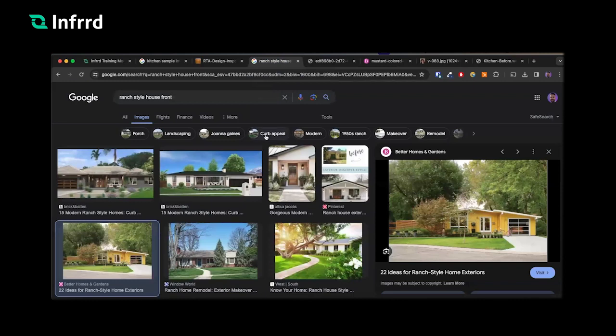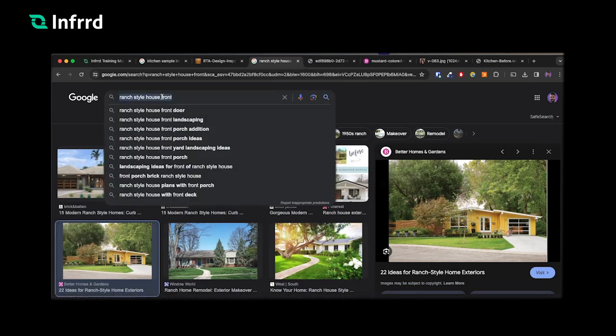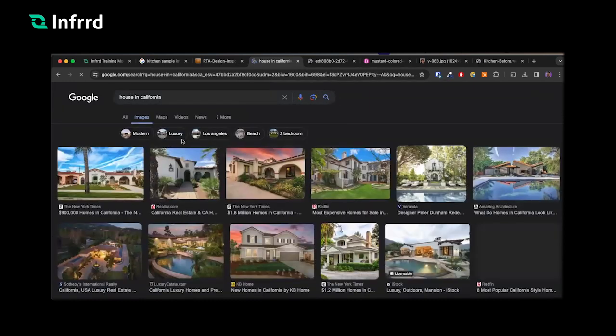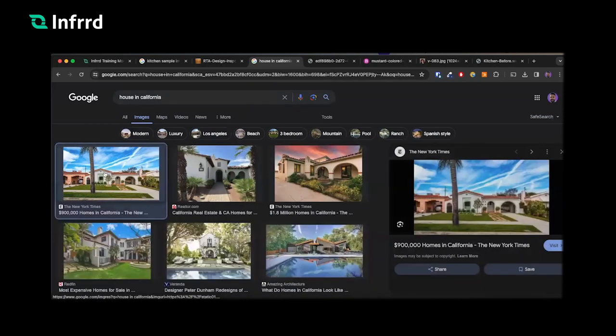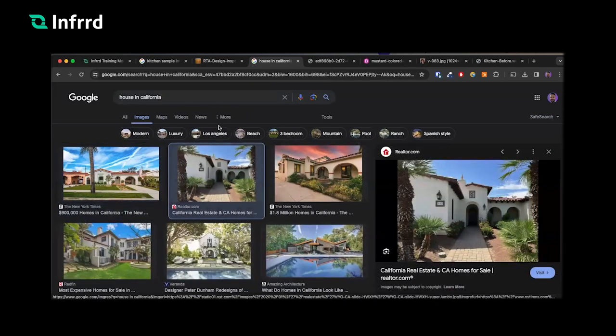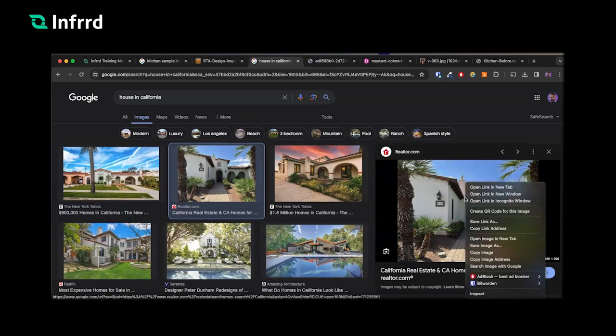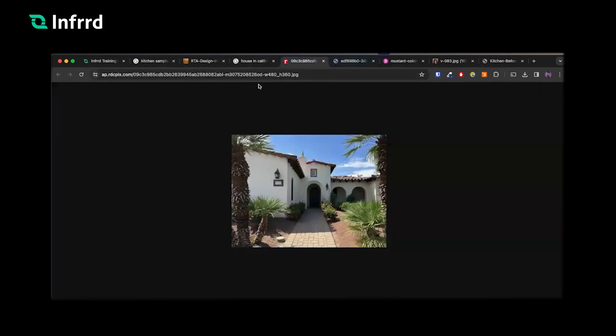Okay. Let's look at some other images. Do you have some keyword search in mind? Let's do a house in California while we're at it. House in California, why not? That one would be interesting, maybe. Yeah, let's run this.